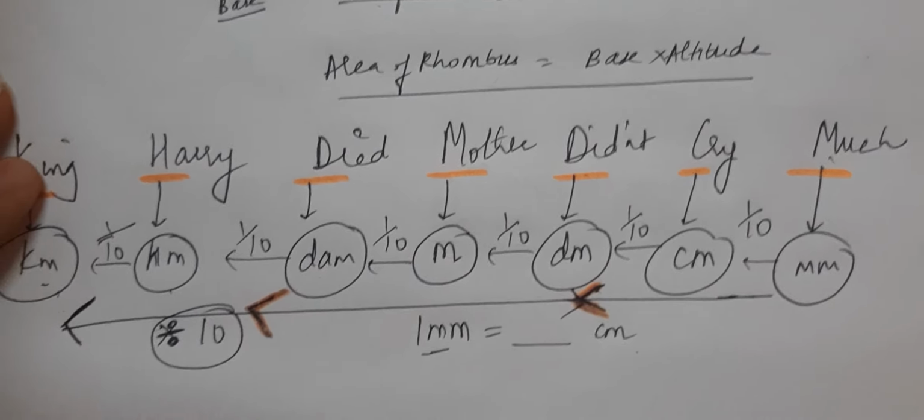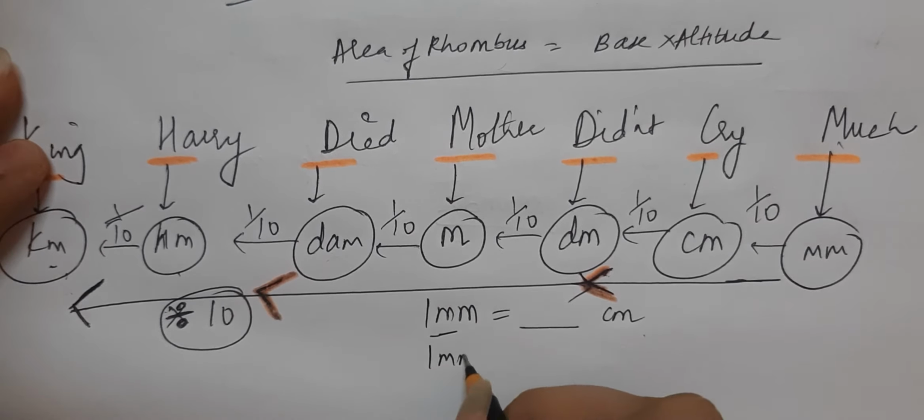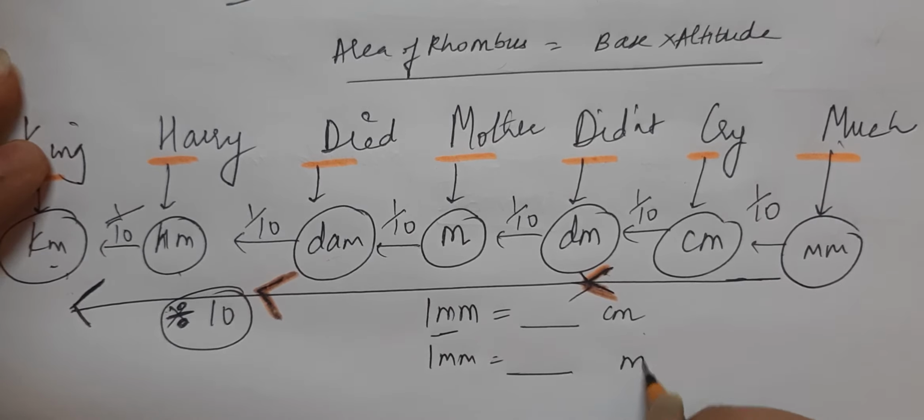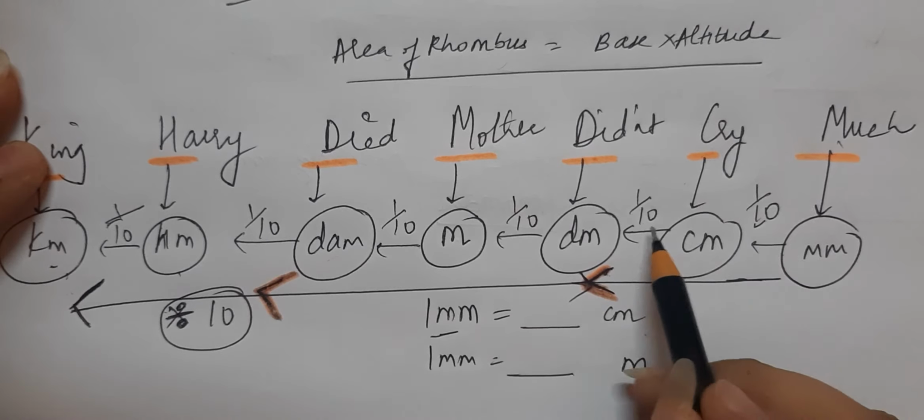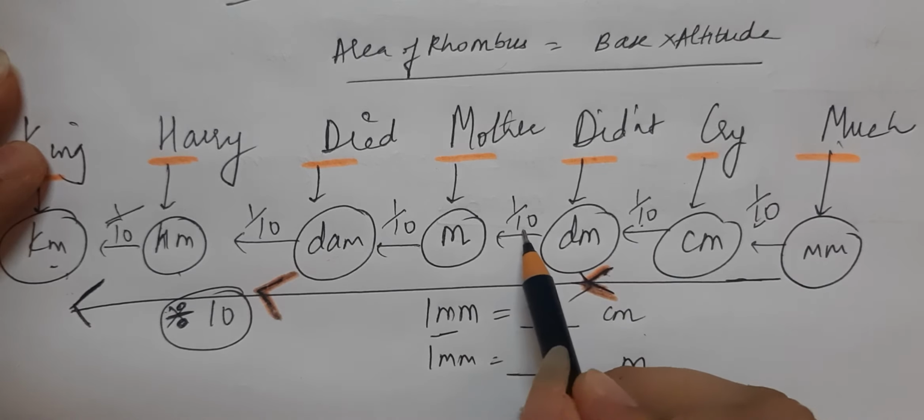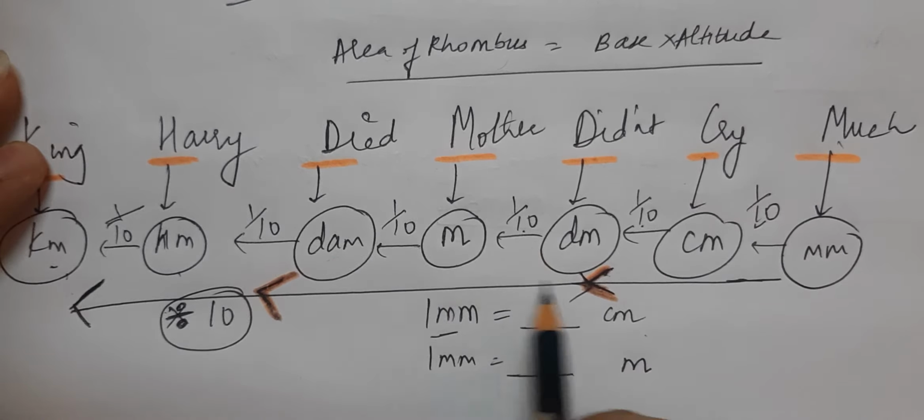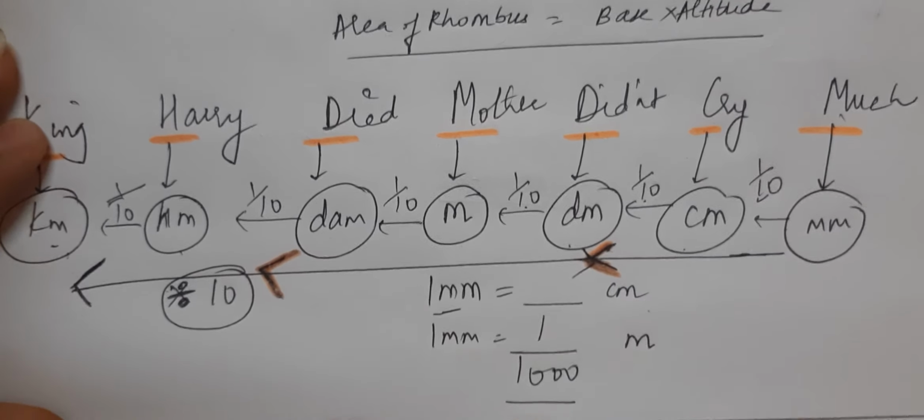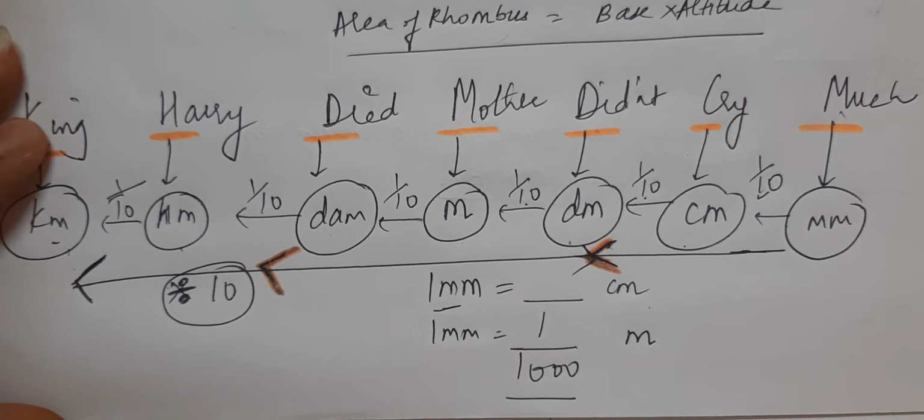And they will add on. If I have to find 1 millimeter equals to how many meter? So 1, 2, 3. So how many? 1, 2, 3 means 1 upon 1000. In this way it will be easier for you to do it.